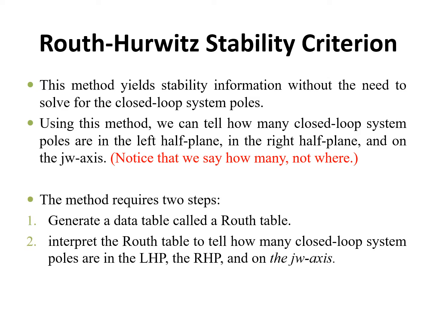This method basically requires two steps, that is generating a data table called roots table and interpreting the root table to tell how many closed loop poles are in the left half of the plane or right half of the plane in the j omega axis.